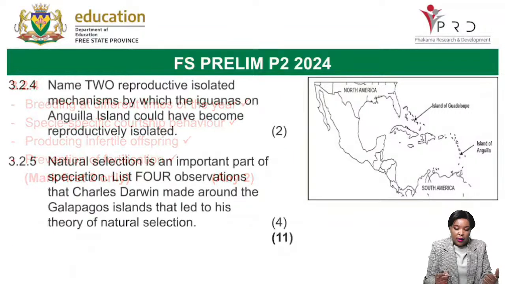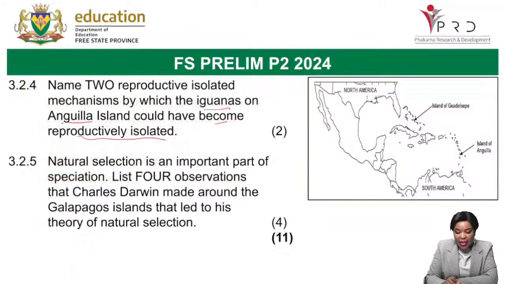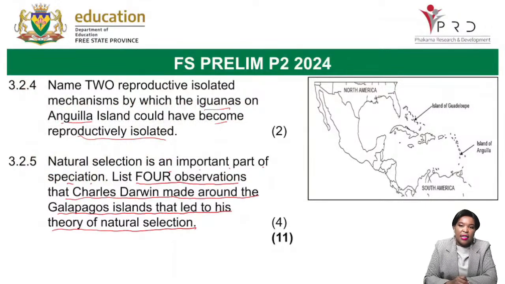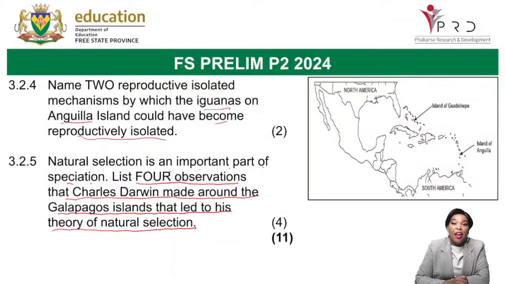Okay, let's go back to the question. Natural selection is an important part of speciation, we saw, because it happens independently in each population. List 4 observations that Charles Darwin made around the Galapagos Islands that led to his theory of natural selection. With this question, I know most of you wanted to look for the Galapagos Island here on this map, and it is not here.